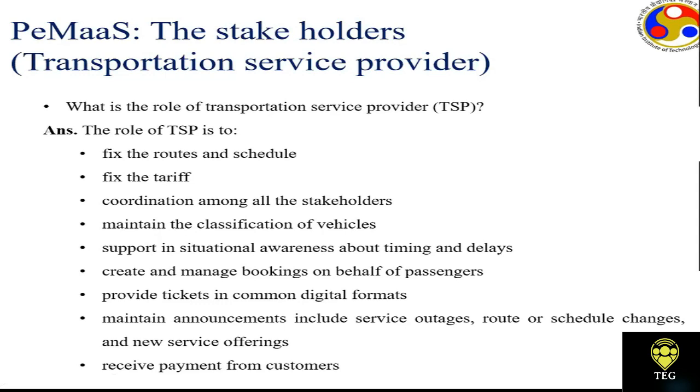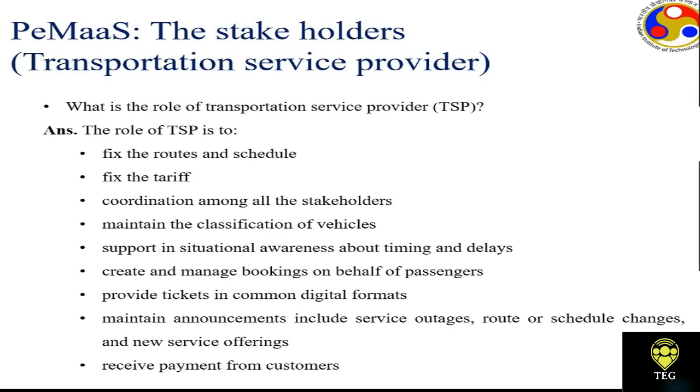So it will have the idea that in my entire system I have 200 buses operating, 3,000 taxis, 5,000 auto rickshaws, 8,000 e-rickshaws. So it will have the information about the various kinds of vehicles that are operating within the system. And it will also have situational awareness about timings and delays. So it will have the information that on a certain route there is a traffic congestion, so there is a delay of around 10 minutes on that route, and so on and so forth.